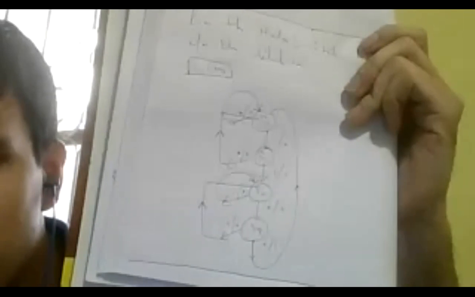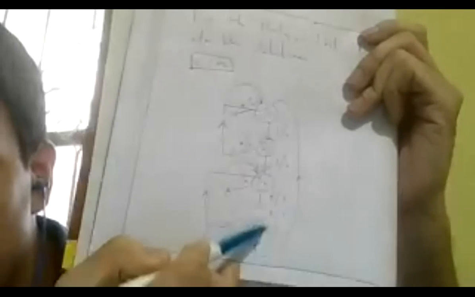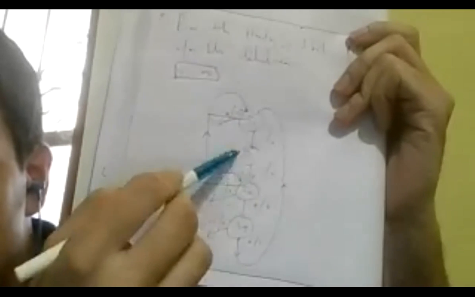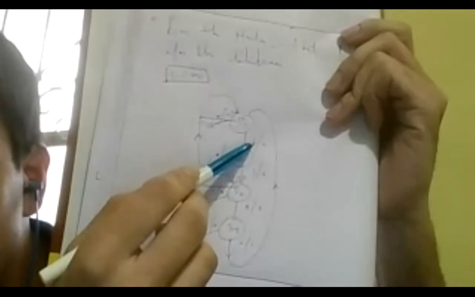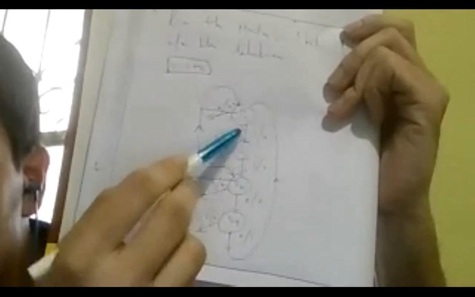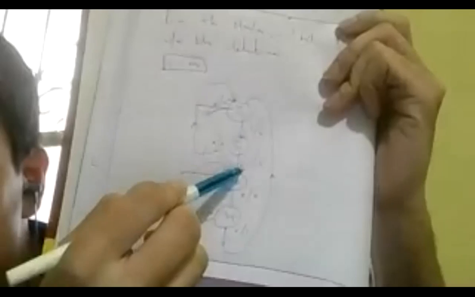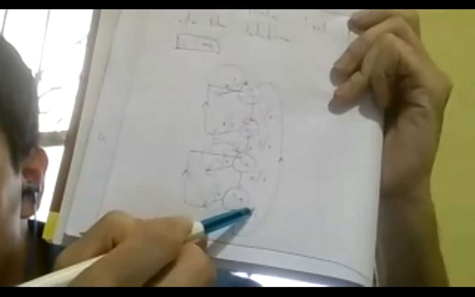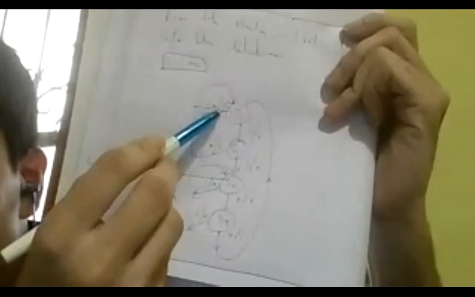So this is S0, this is S1, S2, and S3. The transition from S0 to S1 is happening at level 1, and the remaining ones are also happening as per the order. So this is 1, 1, 0, and 0. And here the output will be 1 because the sequence is complete.